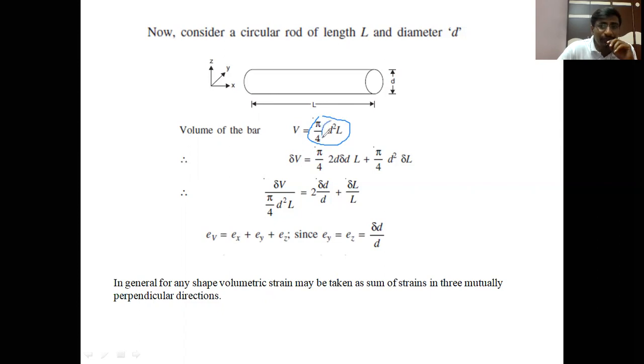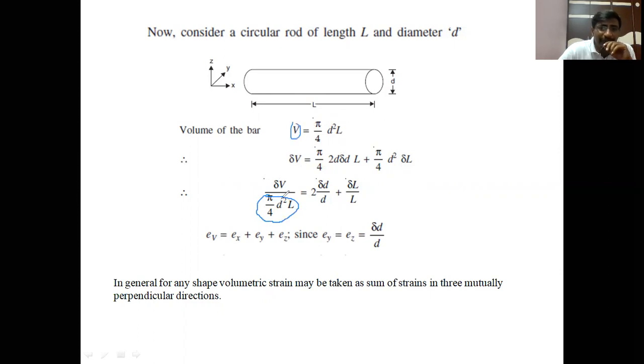If we differentiate U, that means the differentiation of d square, is 2d into dd or delta d. L remains constant, that means V remains constant. Plus pi by 4 is the constant, and here d square is the constant, and the differentiation of L is delta L. Clear? Then we divide the above equation by volume, that is delta V by pi by 4 d square L. Pi by 4 d square L means volume.